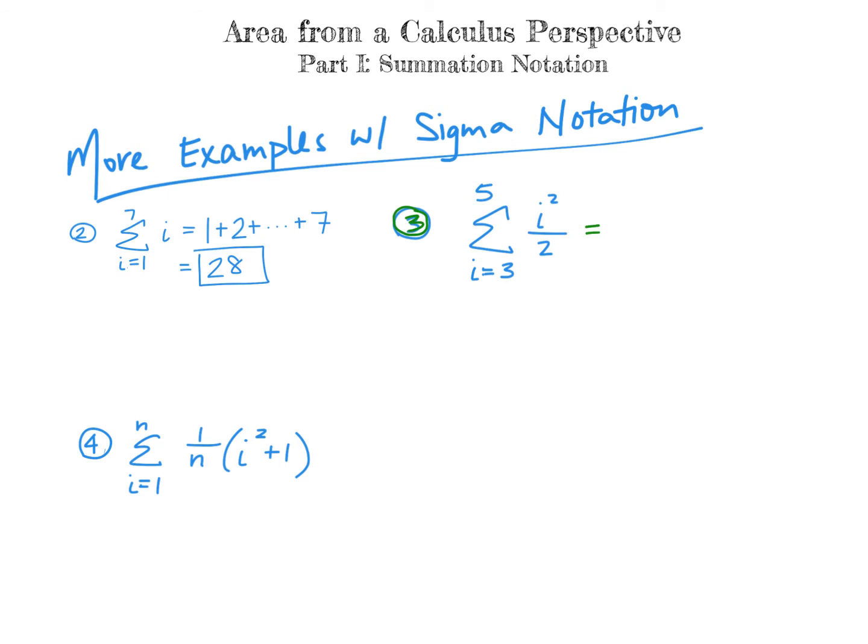In problem number 3, we want to take the sum, starting at 3 this time, and ending at 5. So we only have 3 terms, plugging in 3, 4, and 5 into this function right here, i squared over 2. So we'll have 3 squared over 2 plus 4 squared over 2 plus 5 squared over 2. When we do the math on this, we'll end up actually with 25.